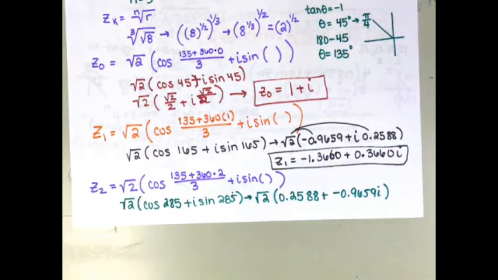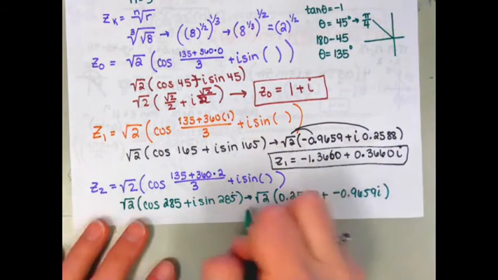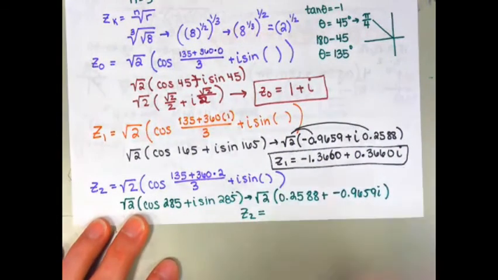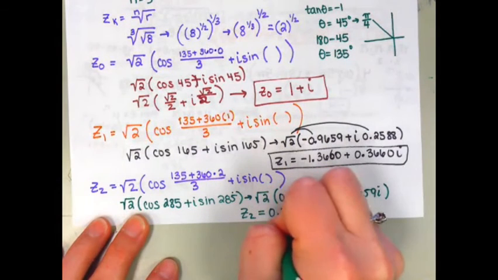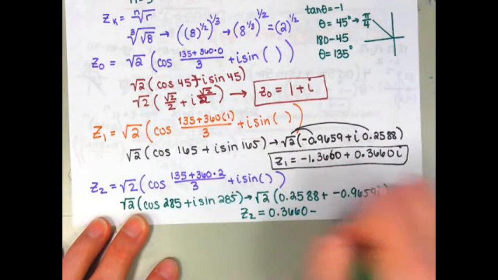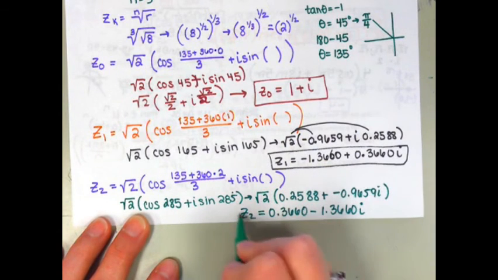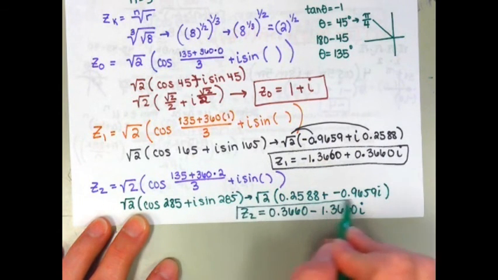And now distribute the radical 2. If we distribute the radical 2, what do we get? 0.3660 minus 1.3660 I. There you go.